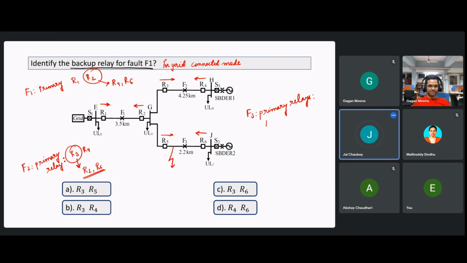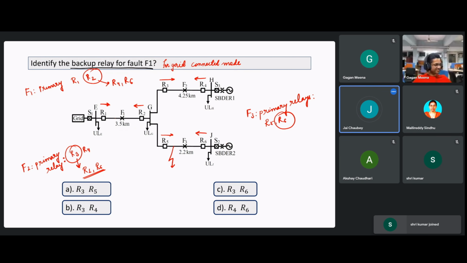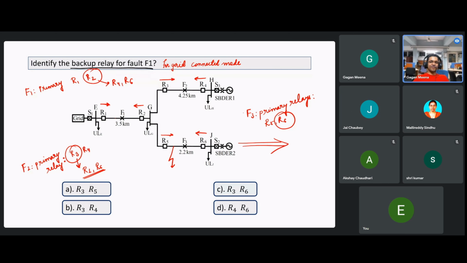Relay for this. Both will act, no? R6 and R5, both are primary relays for this. So for F3, for R6, is there any backup? R6 relay. For backup we have to look here. We don't have any.